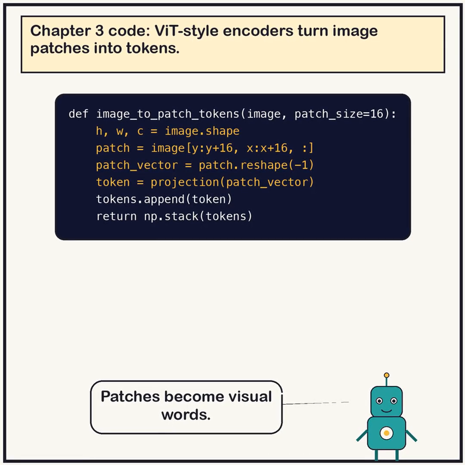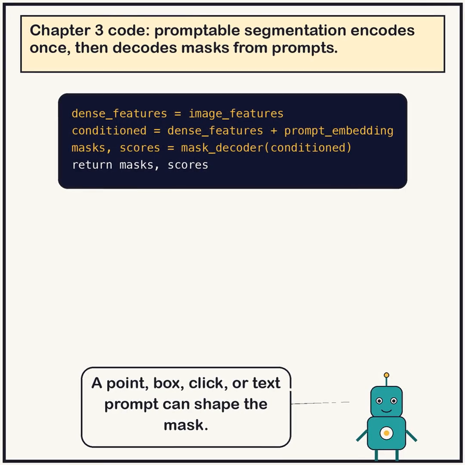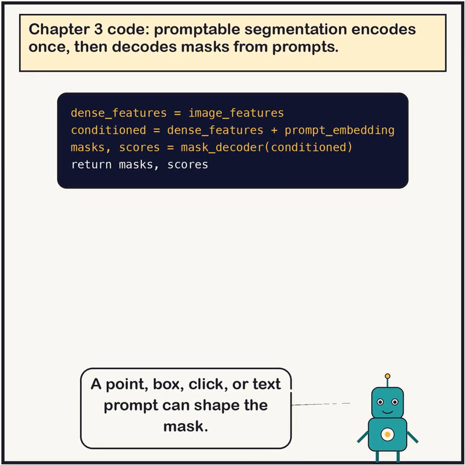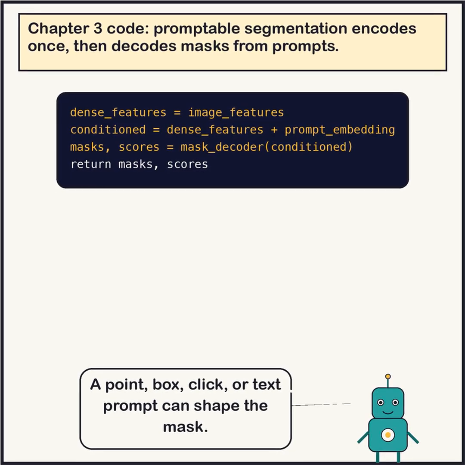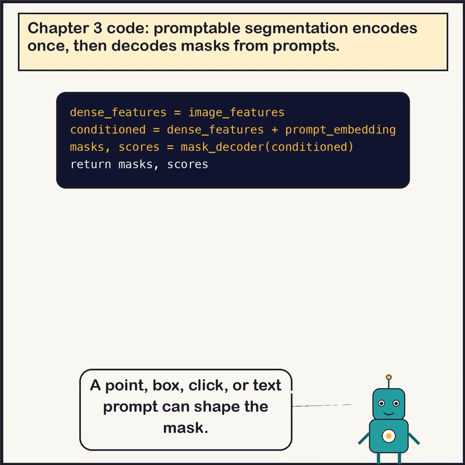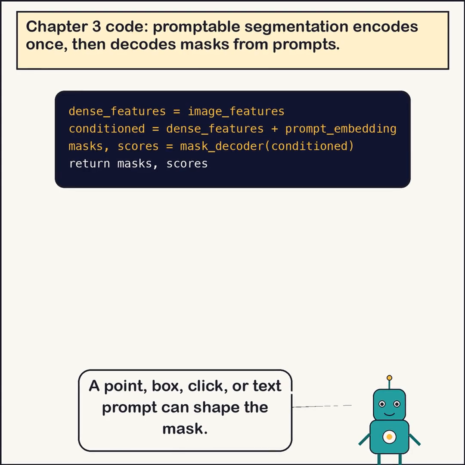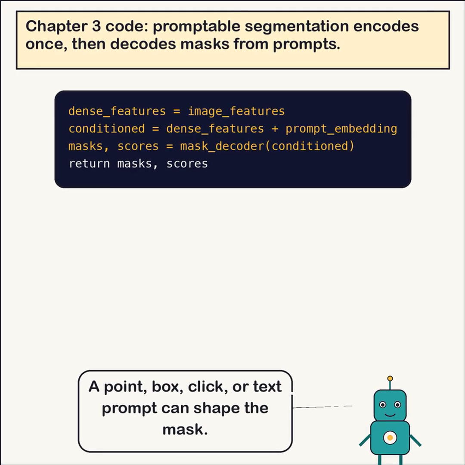Patches become visual words. Promptable segmentation encodes the image once into dense features. A prompt embedding, such as a point, box, click, mask, or text instruction, conditions those features. The mask decoder returns candidate masks and quality scores.